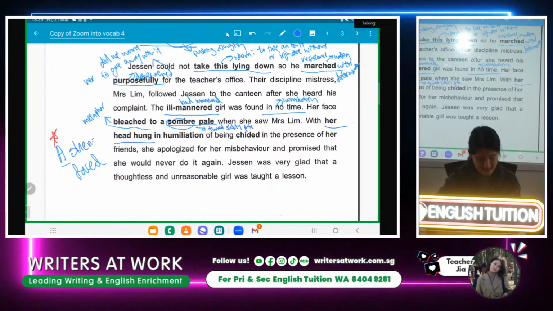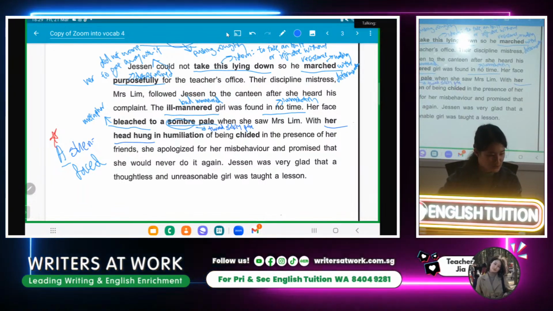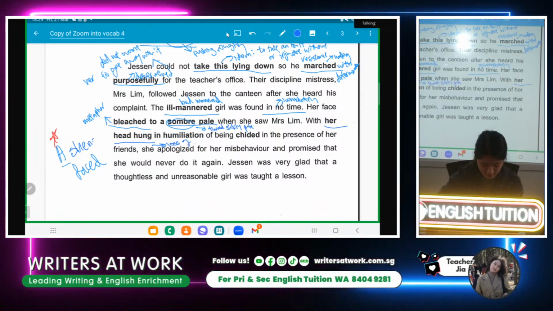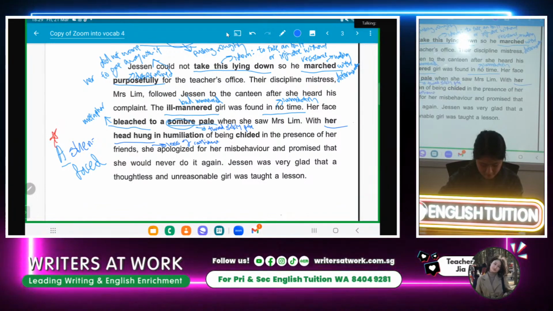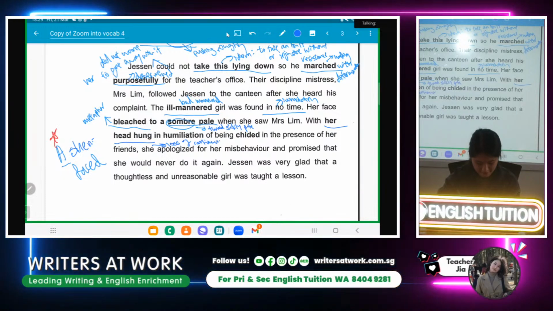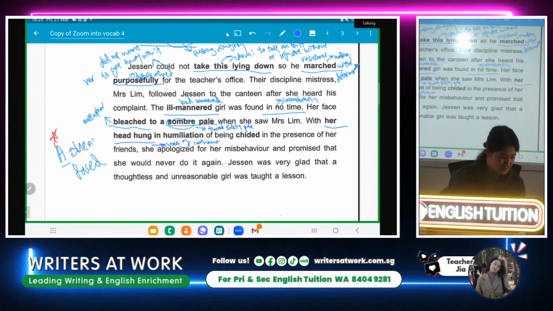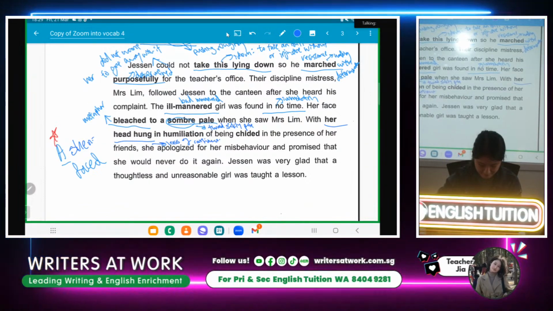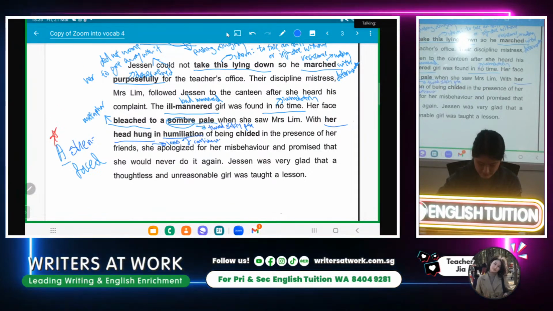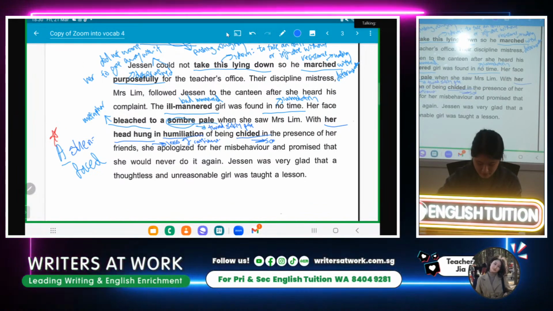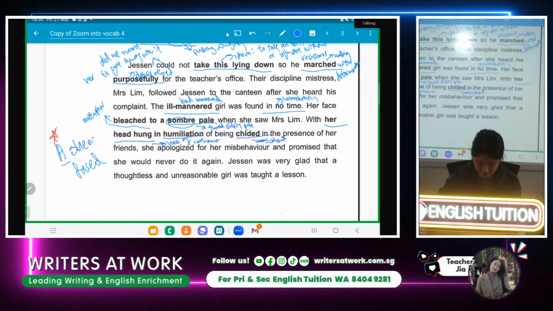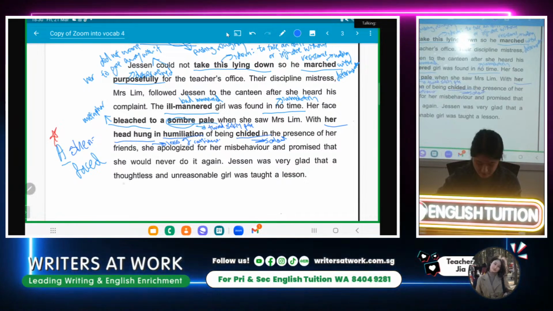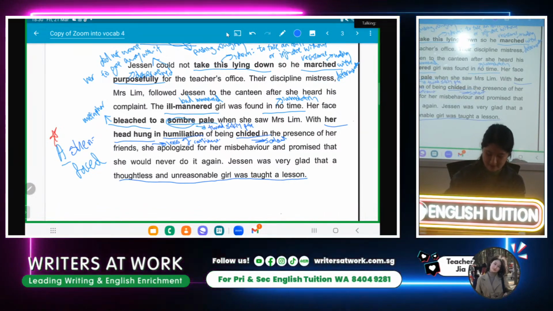When you're saying that someone's head is hanging, literally hanging in humiliation, you mean that there's a loss of confidence. She is physically reflecting her emotions, okay? Humiliation, we know that means embarrassment. Chided, it means scolded, okay? She apologized for her misbehavior and promised that she'll never do it again. Jansen was very mad that a thoughtless and unreasonable girl was taught a lesson, alright? That is the passage, alright?